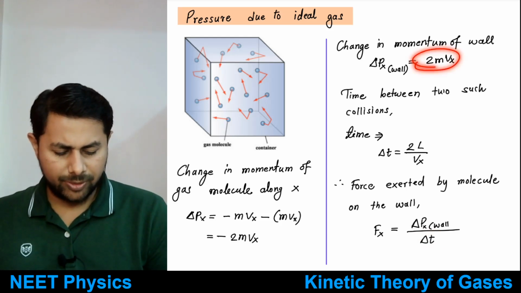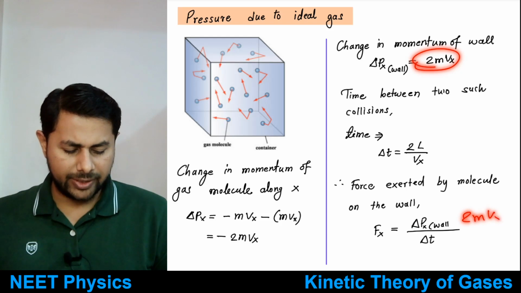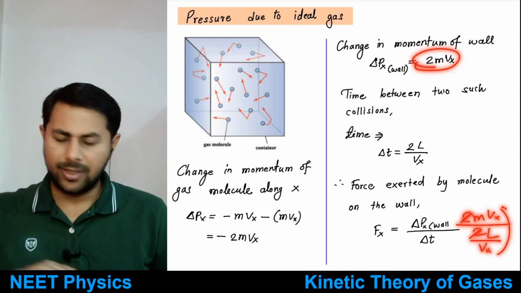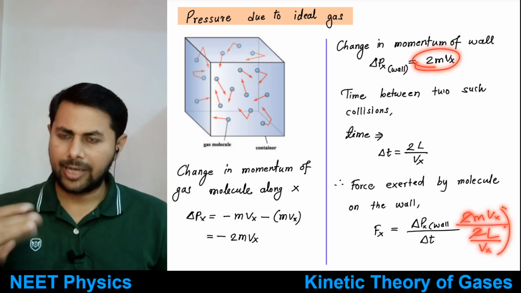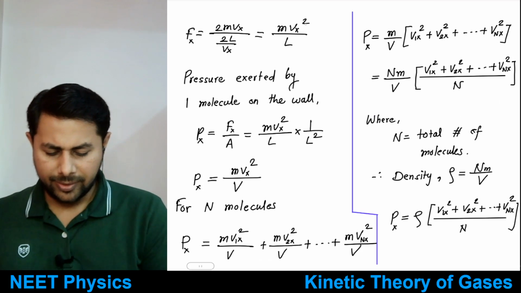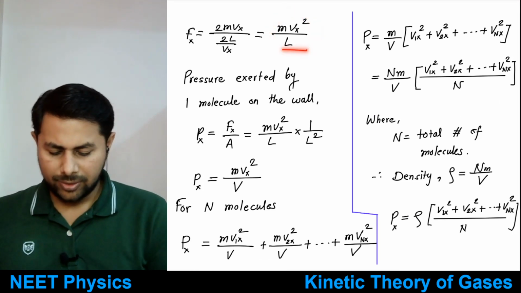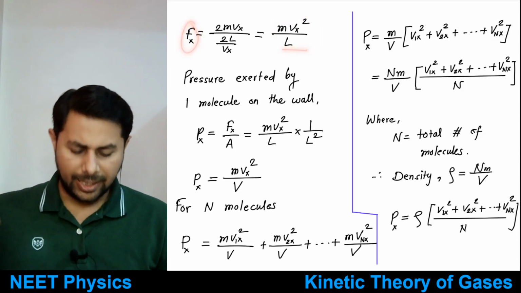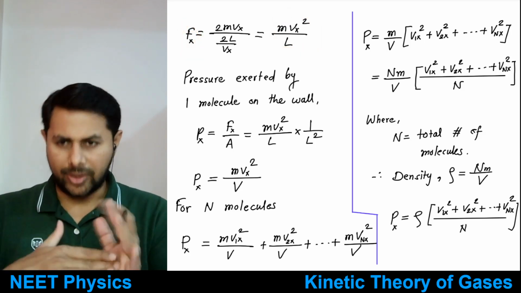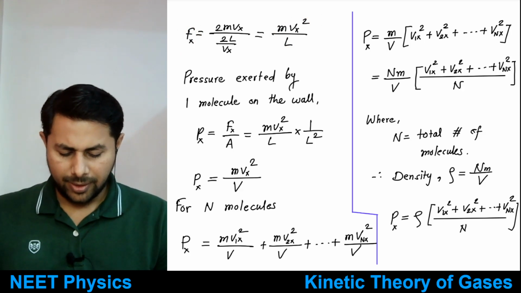So if you just put this 2 times mvx here divided by 2L by vx, this 2 will get cancelled, vx will go in the numerator, so it will be m times vx square divided by L. So this is the force exerted by one gas molecule onto the wall.